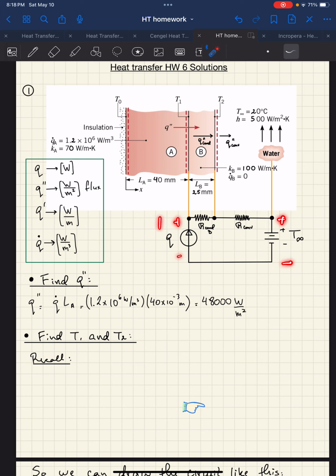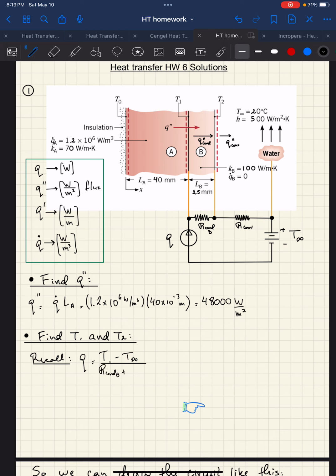Which in this case, this voltage would be corresponding to T1. This voltage corresponds to T infinity. So if I take T1 minus T infinity and divide by the total resistance, I should get the total current. And because it's a series circuit, it's the current Q. So basically, it turns out that Q is what? It's T1 minus T infinity over the total resistance.